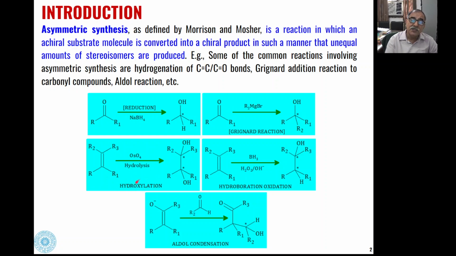Similarly, hydroxylation of a carbon-carbon double bond can lead to formation of diols, and if the groups attached to the alkene are different, then definitely we can get chiral products. Or hydroboration oxidation of alkene can also lead to formation of alcohols which can be optically active, and then condensation reactions, which are the most common reactions, such as aldol condensation, can also lead to the formation of diastereoselective products.